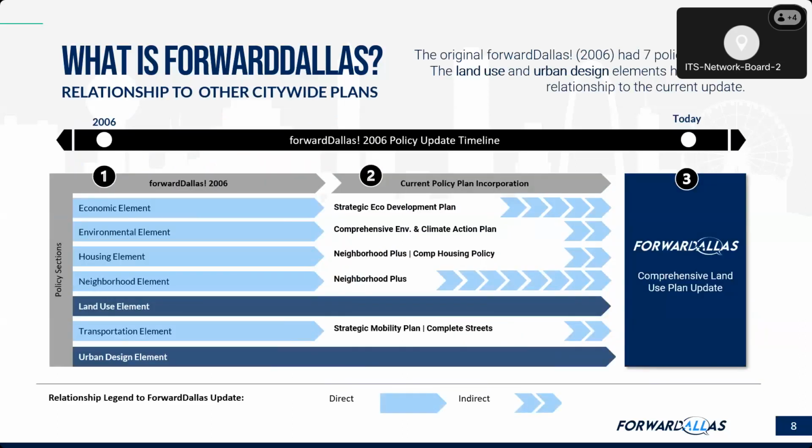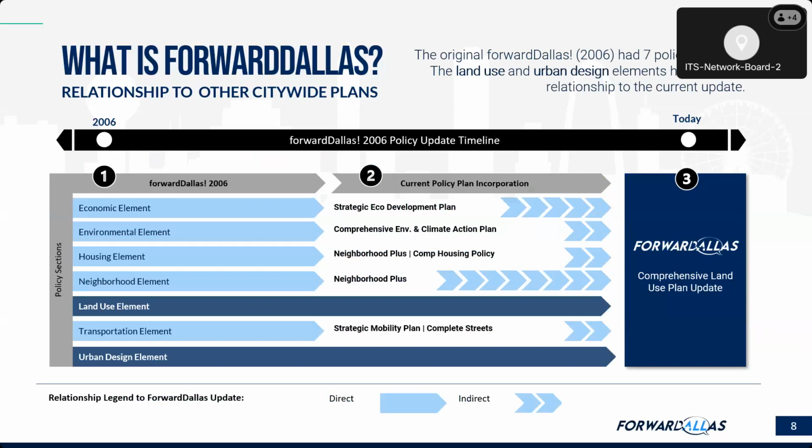Going back to the initial ForwardDallas plan in 2006, there are different elements that are part of that plan. For example, there was a housing component, a transportation component, a utility component, and a land use component. Over time, from 2006 until now, other plans within the city updated those individual elements, except the land use one and the urban design element. So since 2006, those haven't been reflected in what's happening on the ground now.